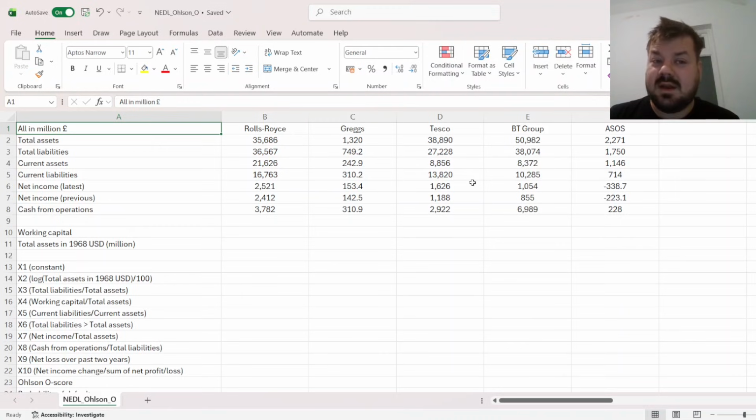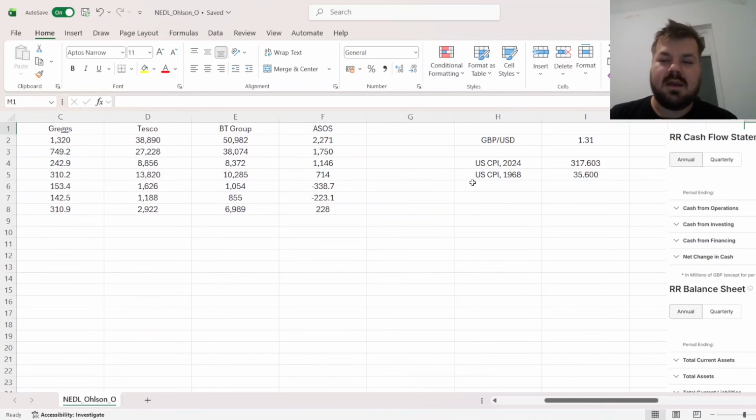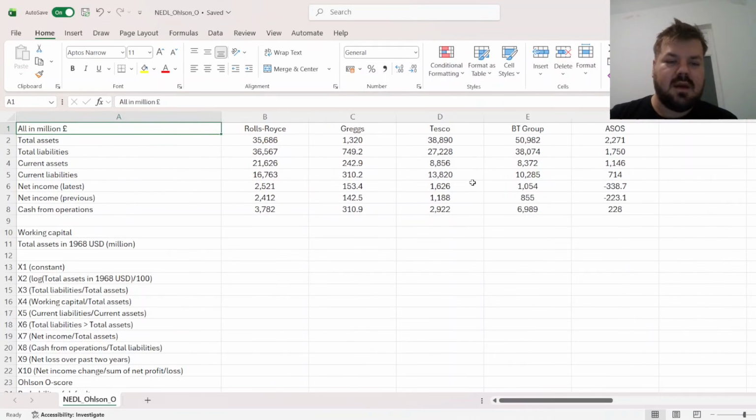It was designed in 1980, so 12 years passed since the seminal work of Altman, and James Ohlson proposed his own version of a model to predict defaults, to predict financial distress, to assess the financial health of companies. And here we need to understand what sort of data we might need for our evaluation.